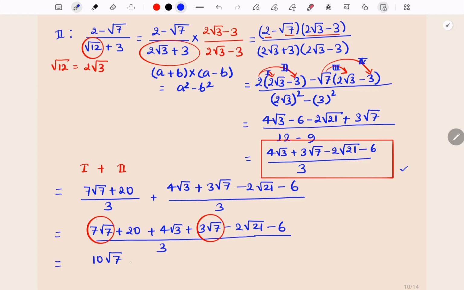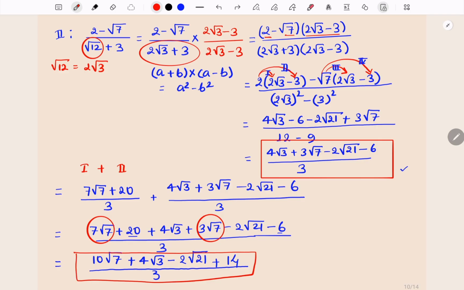And then we have 4 root 3 negative 2 root 21, and 20 minus 6 is plus 14, right? Over 3. So this would be the final answer.